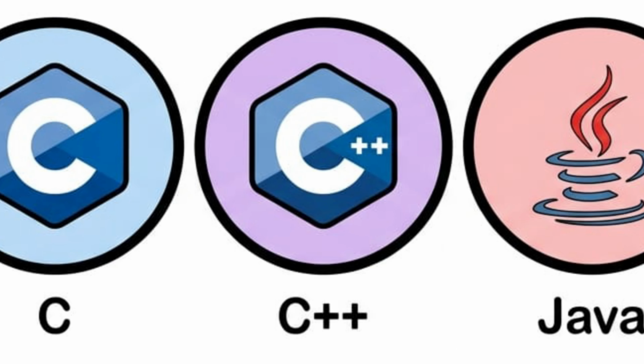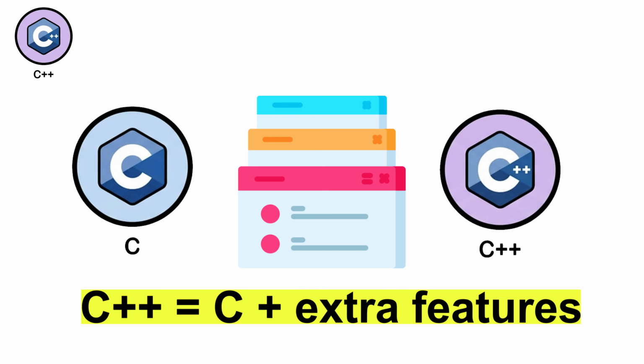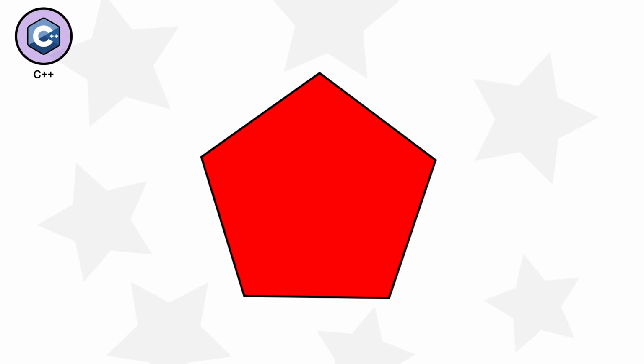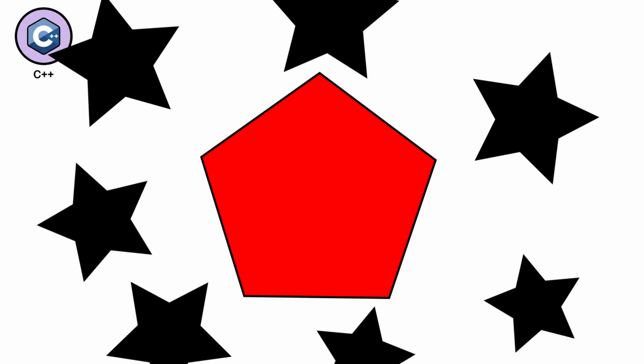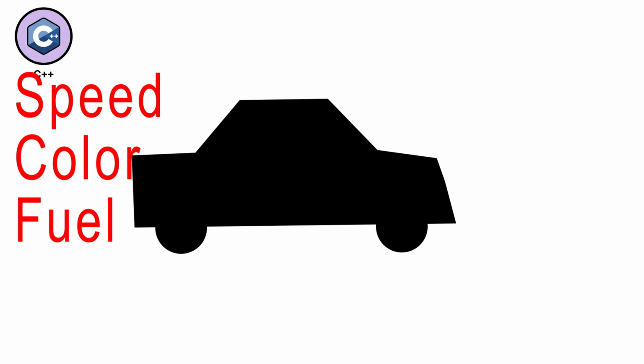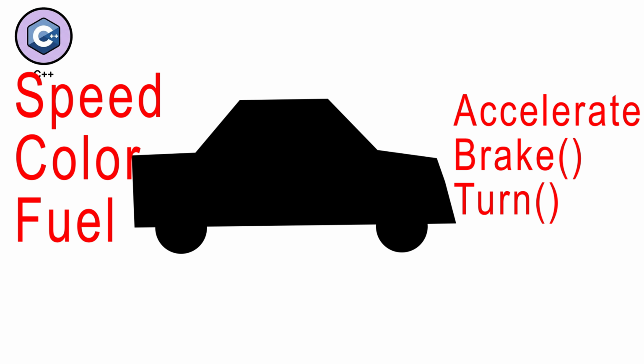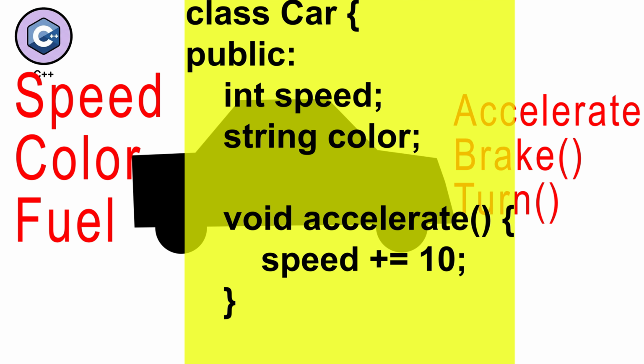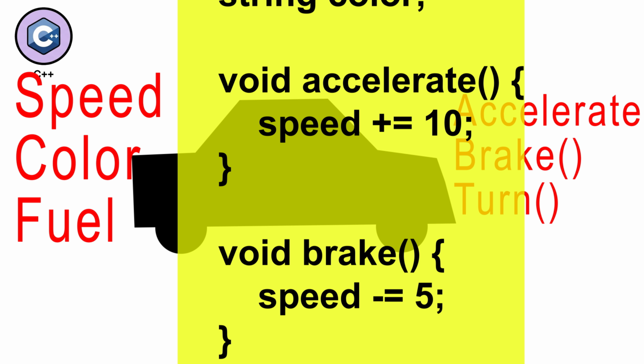C++. C++ is C with an extra layer added on top. That layer is called object-oriented programming, which means you can organize your code around objects that bundle data and behavior together. Think of an object like a car in a game. It has properties like speed and color, and it has behaviors like accelerate and brake. C++ keeps all the speed advantages of C, but gives you better tools for organizing large, complex programs.